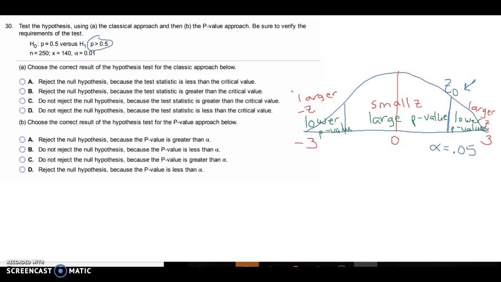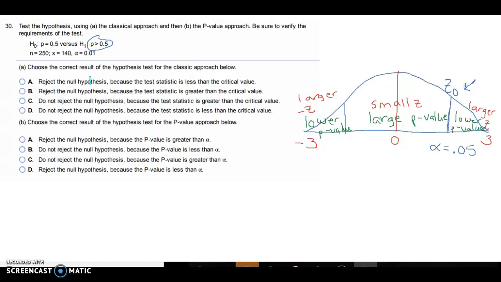Alright, so the question is asking, choose the correct result of the hypothesis test for the classical approach. So it says reject the null because the test statistic is less than the critical value, or reject the null because the test statistic is greater than the critical value. And then it says do not reject the null because the test statistic is greater than the critical value, or do not reject the null because it's less than the critical value.